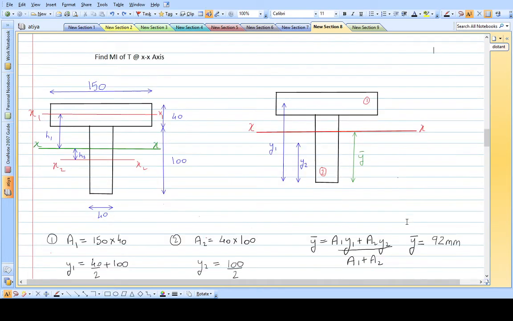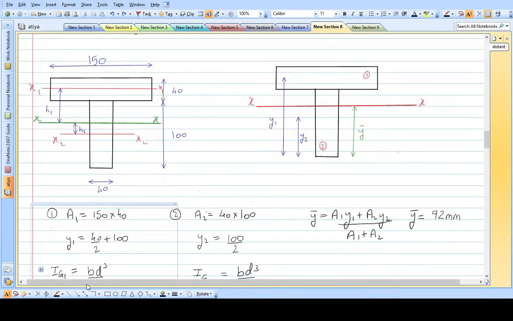Correct. So here area of first section will be 150 by 40, area of the second section will be 40 by 100, that we know. Okay, then y1 here with respect to the base of the T section, y1 will be the distance taken from the base of the T section up till the centroid of the first section. Okay, so that will be 40 by 2 plus 100 will be y1. Okay, and y2 will be merely 100 by 2, it will be y2.